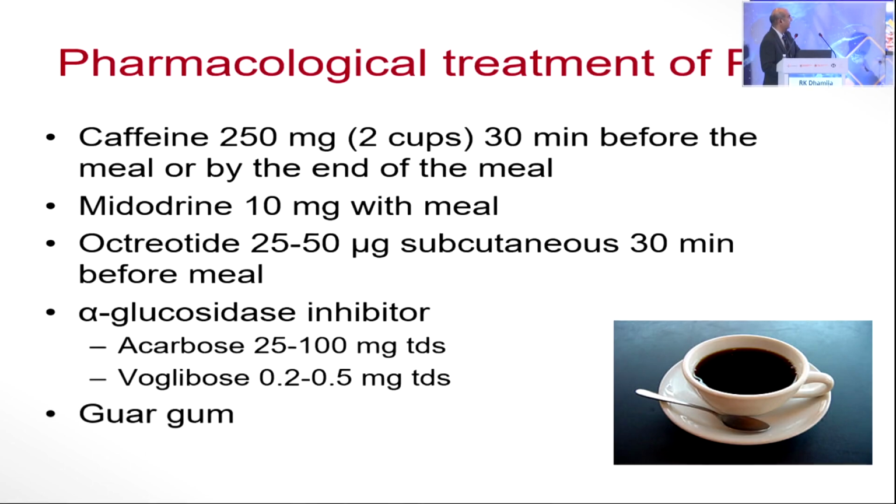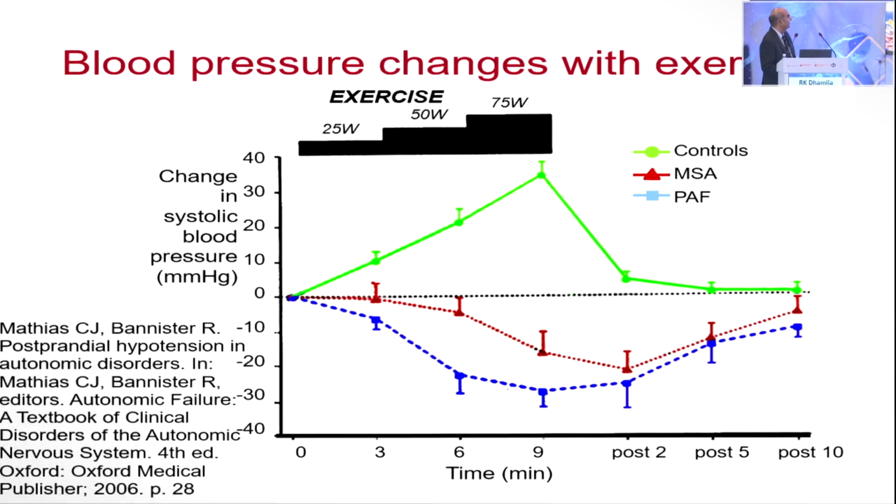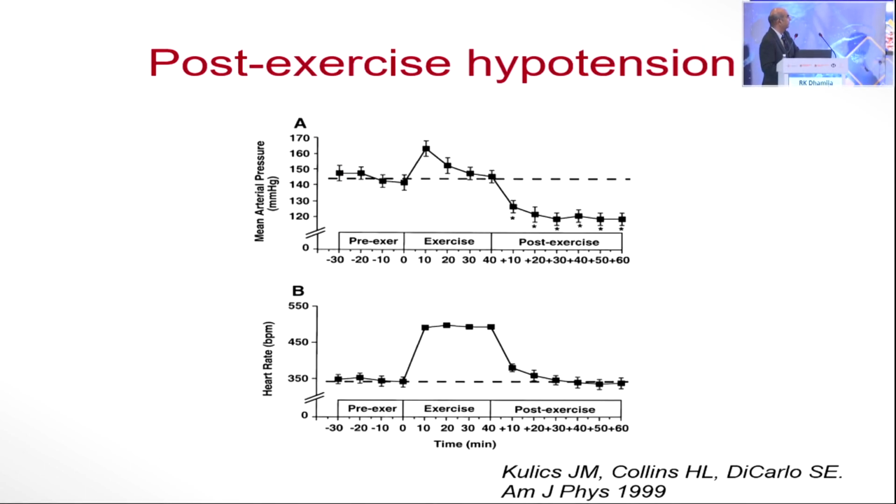Of course, midodrine and octreotide can also be used if there is persistent, unresponsive postprandial hypotension. Exercise-induced hypotension: again, in normal controls, blood pressure goes up once you do graded exercise. But in movement disorders with autonomic dysfunction, you can have a decrease in blood pressure during the exercise, which can also be sustained after the exercise is over, and that is something we need to be aware of and monitor during and after exercise. Here you can see the pre-exercise, exercise, and post-exercise. In this patient, you can see the post-exercise drop in blood pressure.